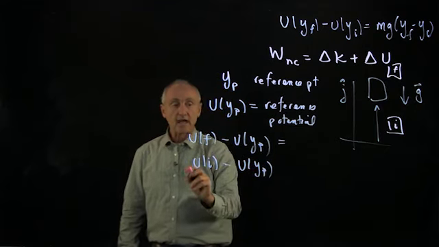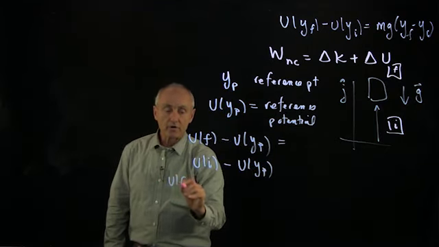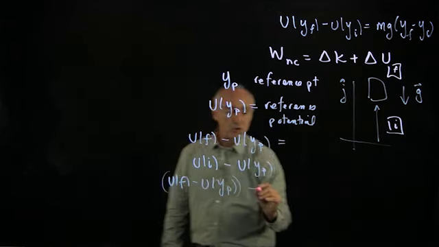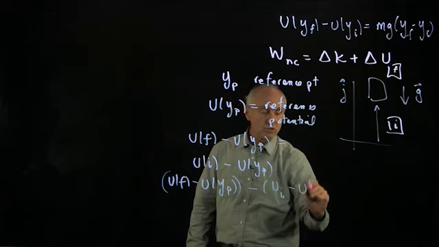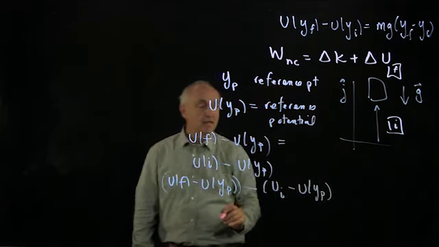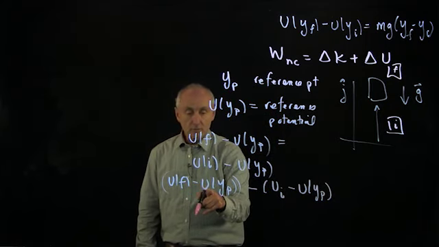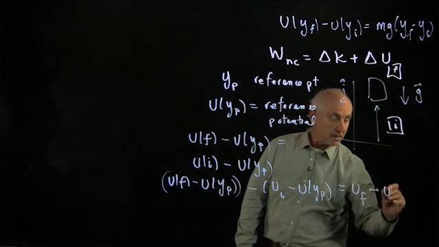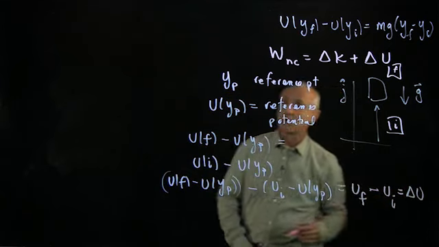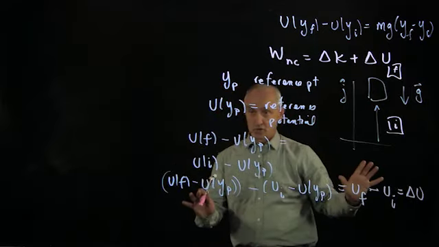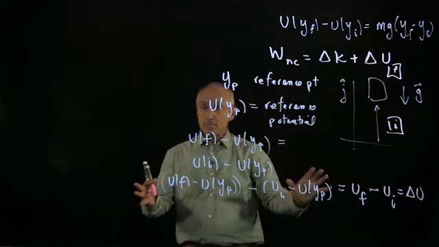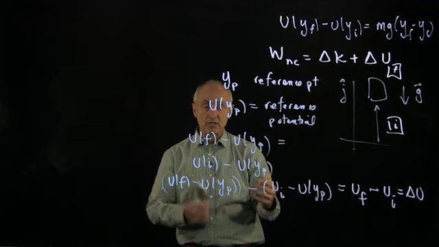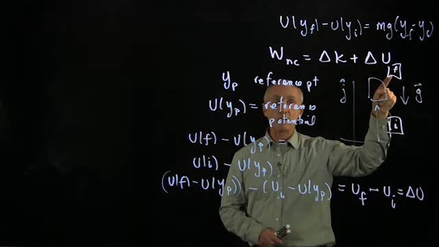Because notice that if we look at U final minus U reference point, and we subtract from that U initial minus U reference point, then the reference points cancel: here we have a minus, here we have a plus. This is just equal to U final minus U initial, which is delta U. So the change in potential energy between any two states is independent of how we choose our reference potential, but it can make calculations easier when we can identify what the potential energy is for a little state.